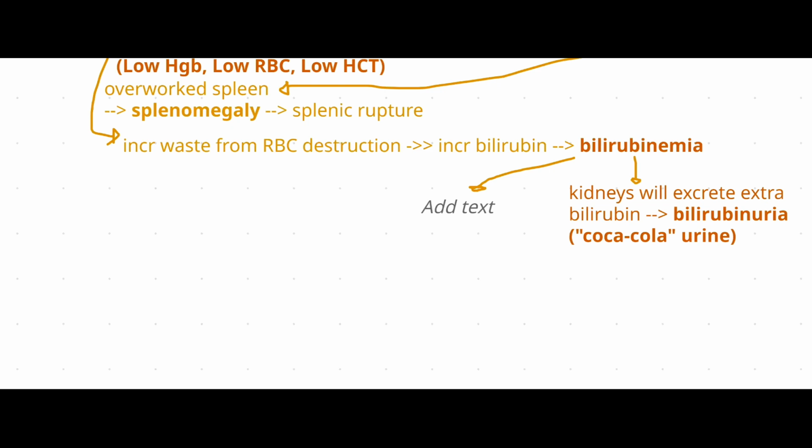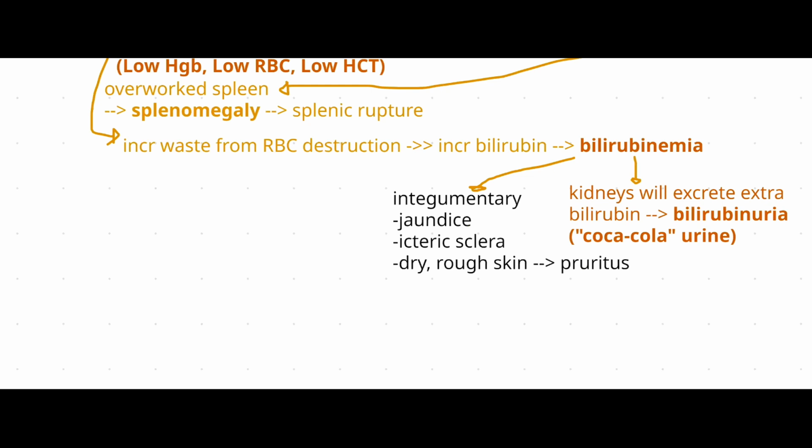So then it goes into your integumentary system, right? And that's when we see jaundice. We see an icteric sclera. We see dry, rough skin, which causes pruritus because you're literally spilling bilirubin to the skin.